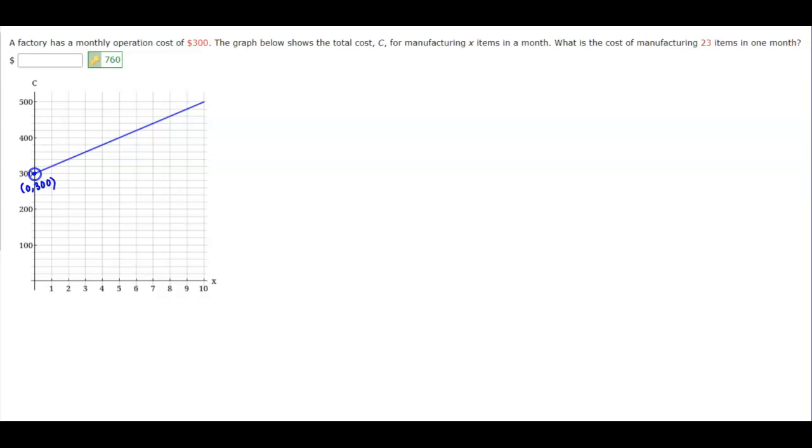So this is already telling us that the y-intercept is 300. Okay, now we need to determine the slope. Now we can pick 2 points on this line to be able to do that. Or we can just draw a triangle and look at the rise over the run. So I can draw a triangle here and here.